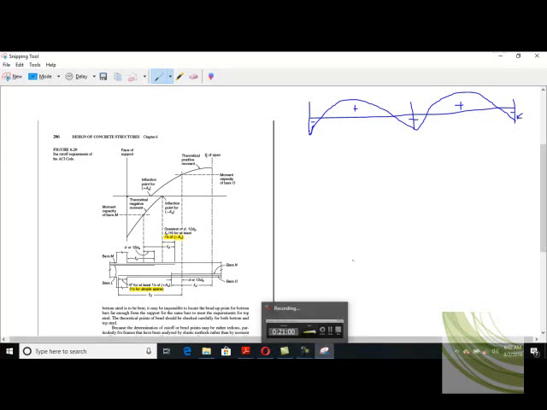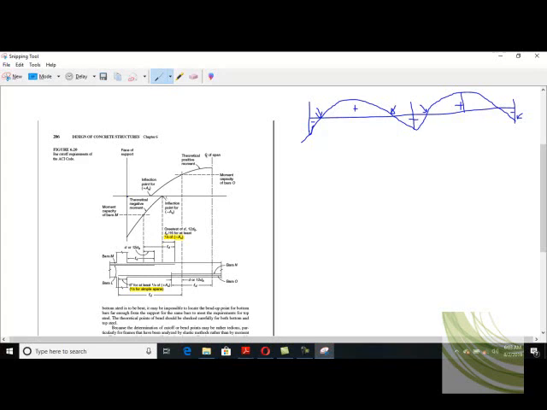This is the maximum negative moment, and this is the maximum positive moment point. Clear? This is the maximum positive moment, and this is the maximum negative. Clear? Now, this point at which the moment comes out to be zero, basically this is called the inflection point. Clear? So the inflection point is that point where the moment changes its sign. Okay, from negative to positive or positive to negative.